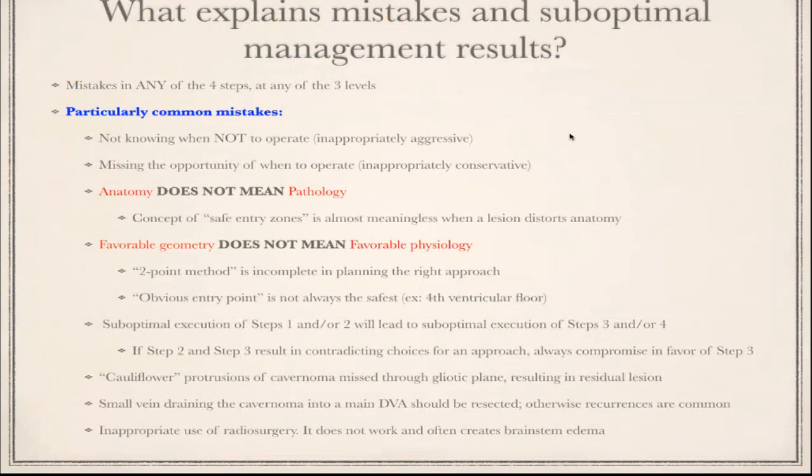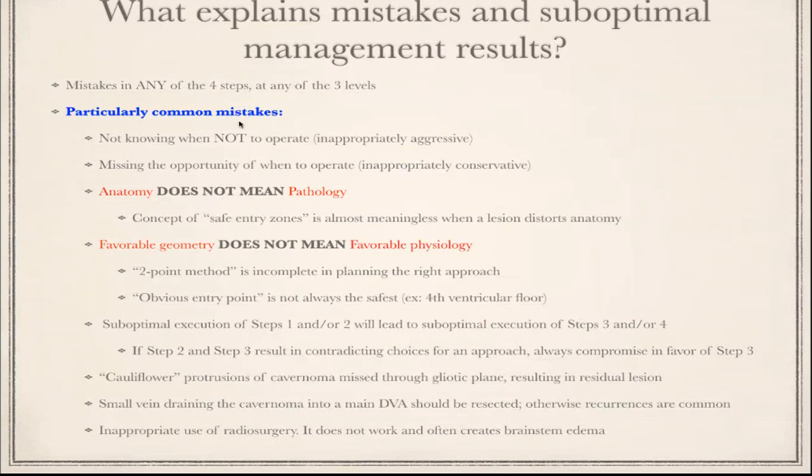So how do we make mistakes, and what are the reasons for some suboptimal management results? I know this is a busy slide, and this is not even the entire list of what I think will be the source of mistakes, but those are the main points I want to make. Number 1, thinking of the table I just showed you, the mistakes can happen in any of those 4 steps at any of the 3 levels: goal, strategy, and tactic.